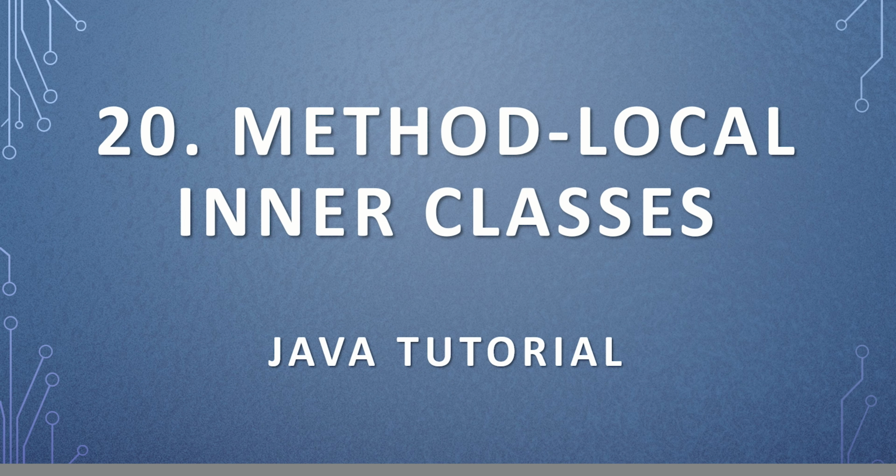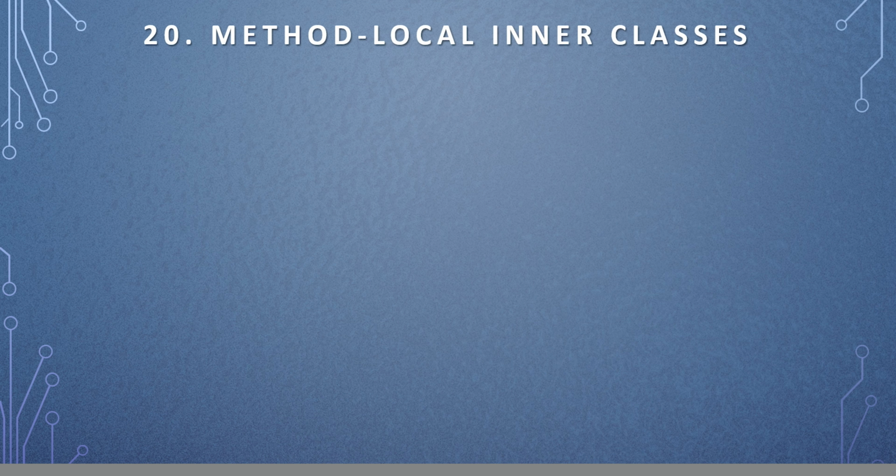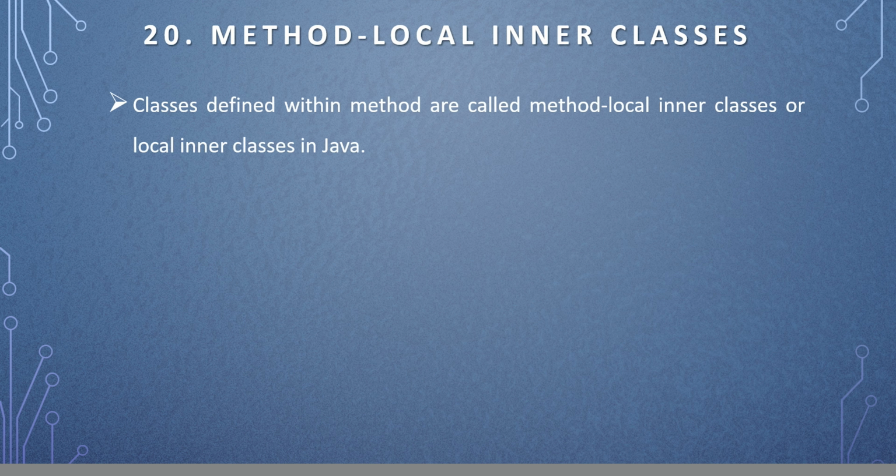Hello everyone. In this video, I'm going to share about method local inner classes in Java. A normal inner class is scoped inside another class's curly braces, but outside any method code. That is, at the same level that an instance variable is declared. But you can also define an inner class within a method. Such classes defined within a method are called method local inner classes or local inner classes in Java.